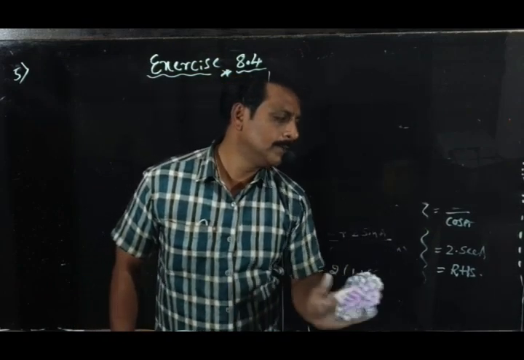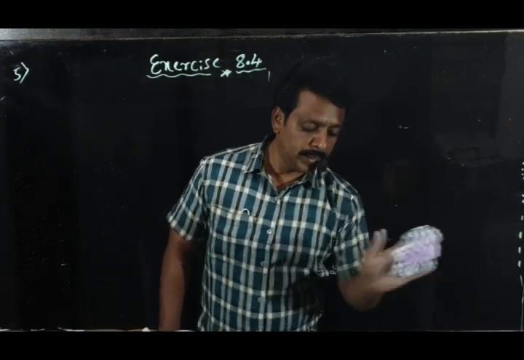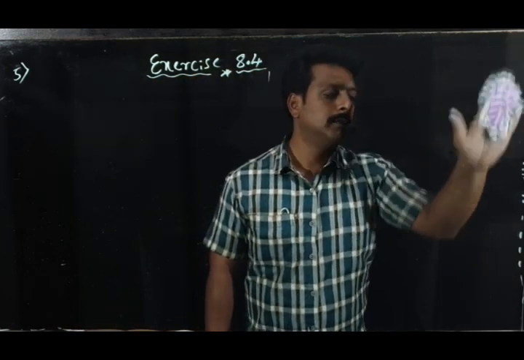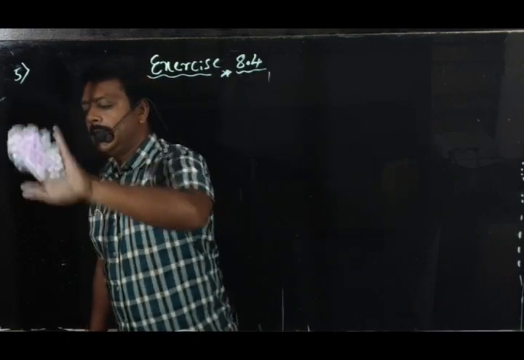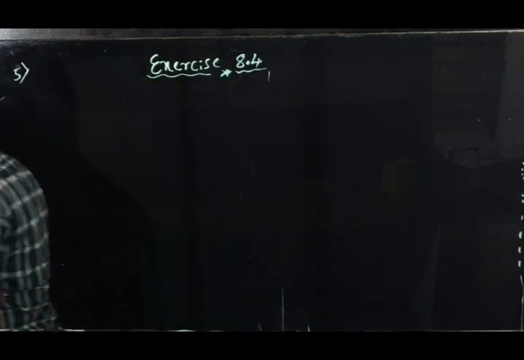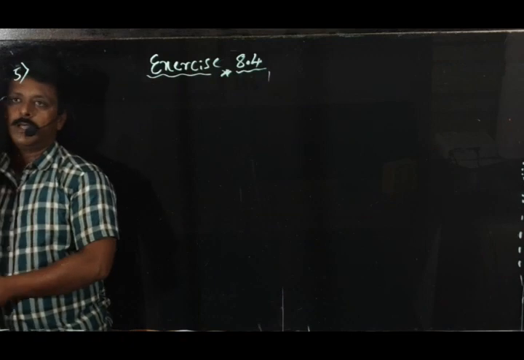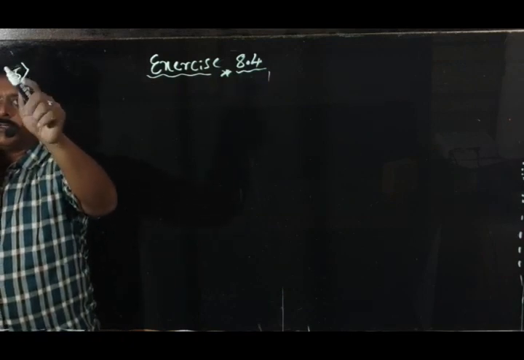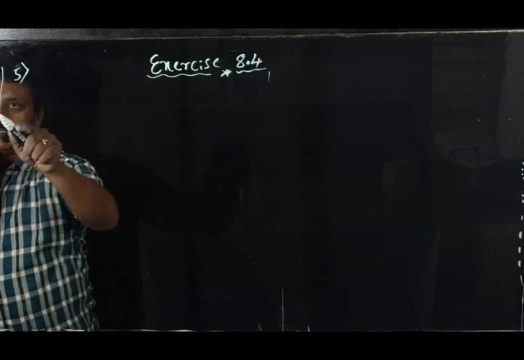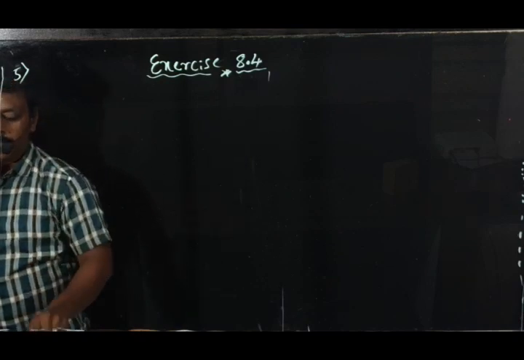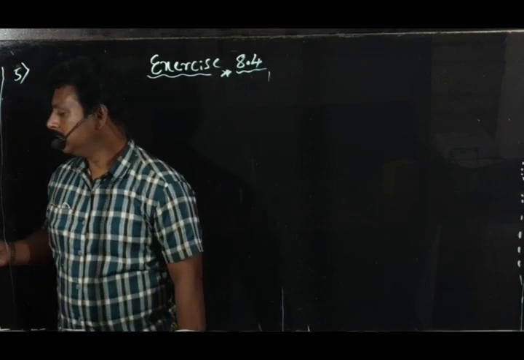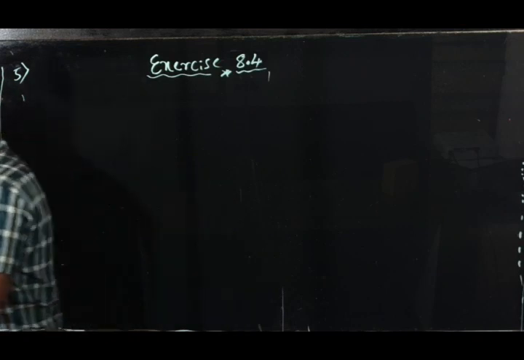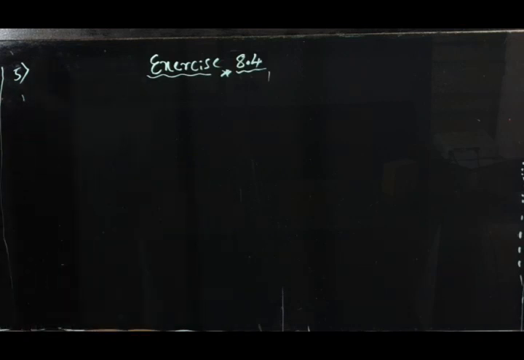Don't feel that these trigonometric identities are difficult. They are not at all difficult. If you understand the trigonometric identities and all trigonometric ratios properly, you are able to solve every sum. Don't think that something is difficult here. Everything is easy. So, I'm going to take the next question. Question number 5. What is question number 5, sir? Try to observe.